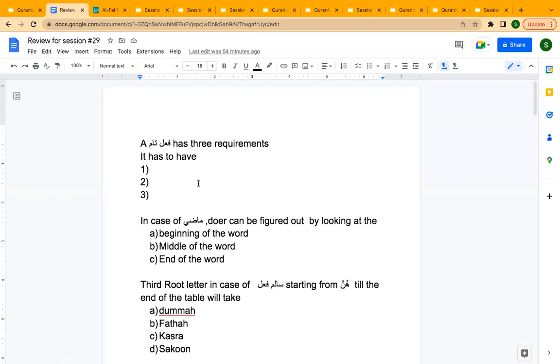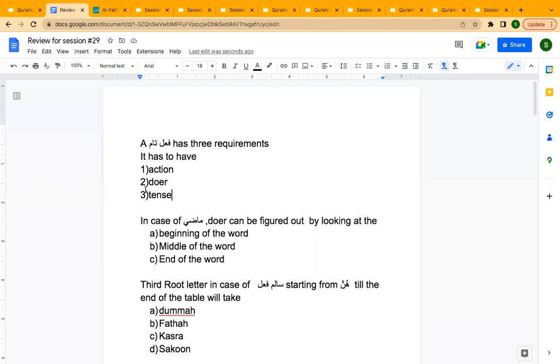It has to have action, right? It should be an action word. Then it has to have a doer, right? And it has to have tense, right? So for your fail to be tam, which means complete, you don't need to worry about a regular fail. Any fail has to have three.